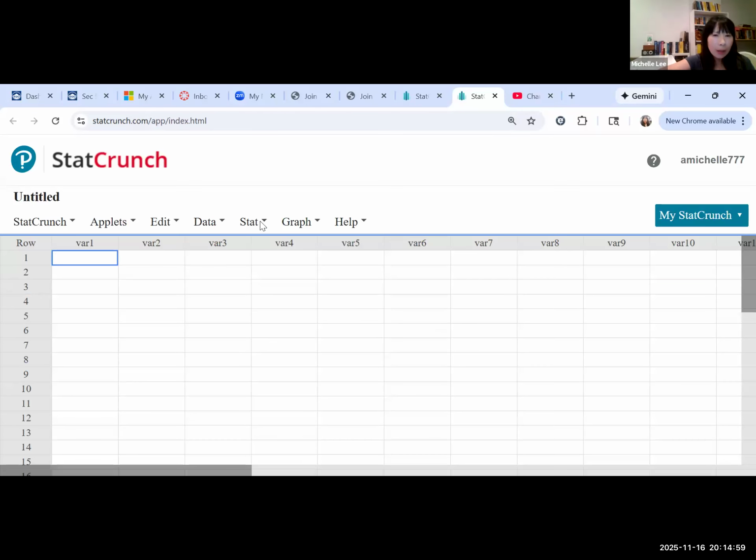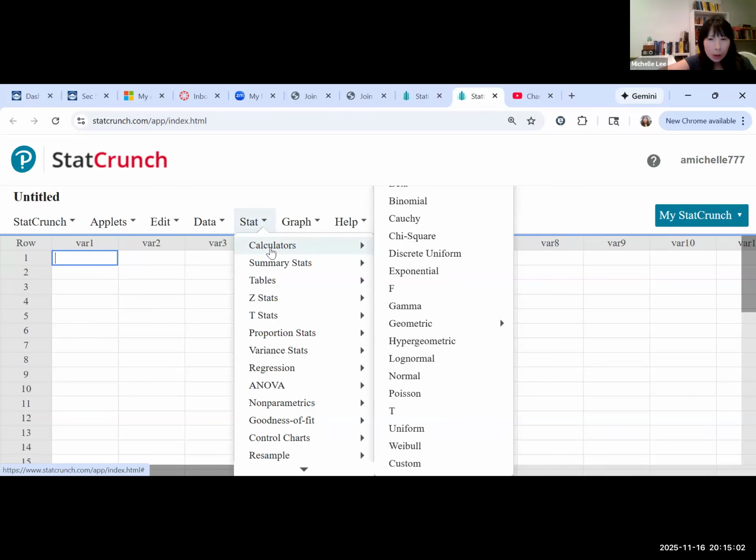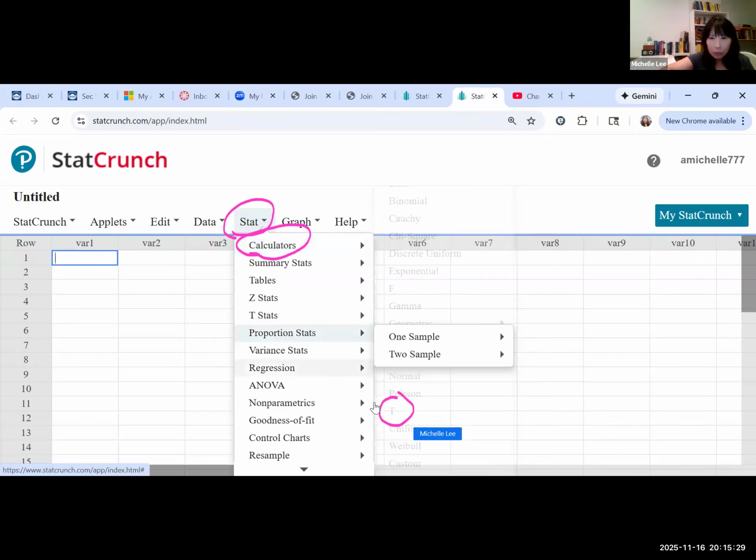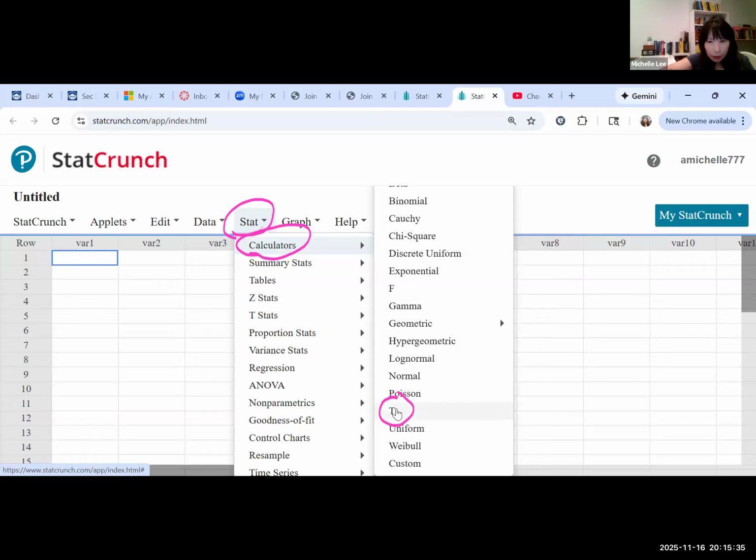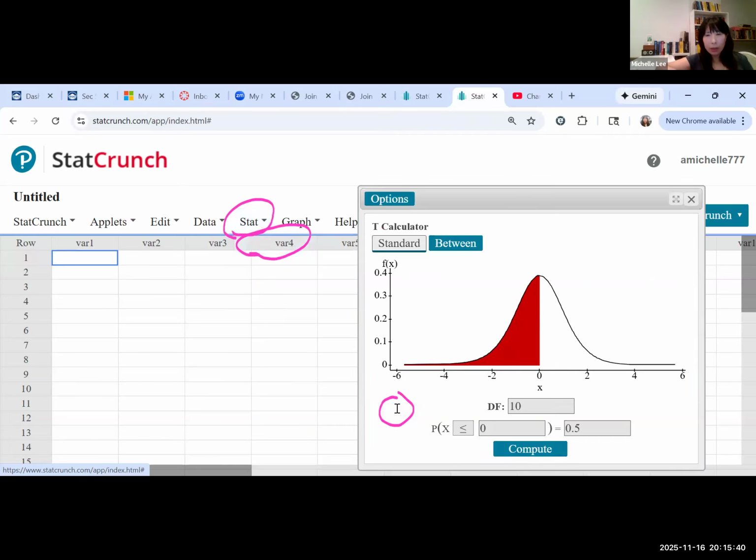We go to Stat, Calculators, and then T, right? So let me highlight. Hold on one second. I'm not sharing, huh? So we go to Stat, Calculators, T. Oh, where did it go? Hold on one second. Calculators, T. Yeah. All right, so let me click that T.